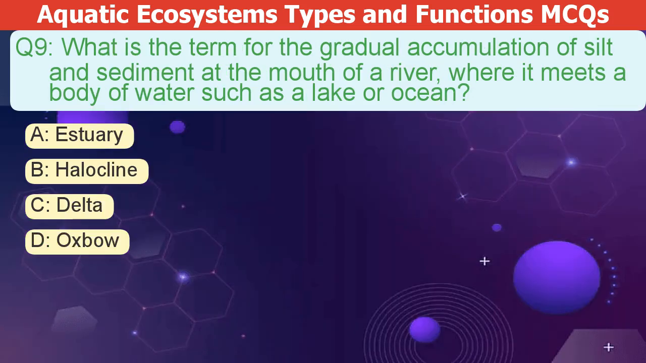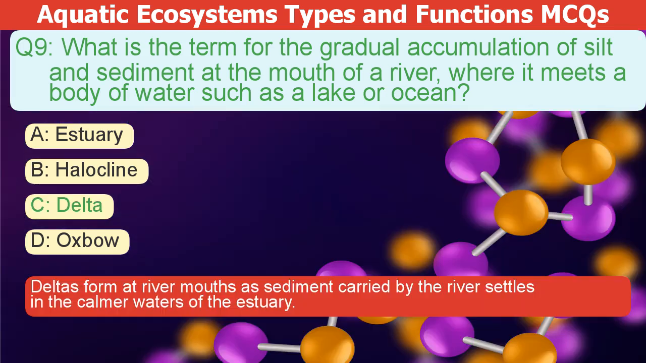What is the term for the gradual accumulation of silt and sediment at the mouth of a river, where it meets a body of water like a lake or ocean? A. Estuary. B. Halocline. C. Delta. D. Oxbow. The correct answer is C. Deltas form at river mouths as sediment carried by the river settles in the calmer waters of the estuary.